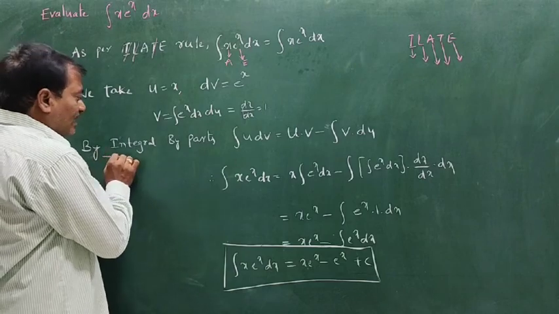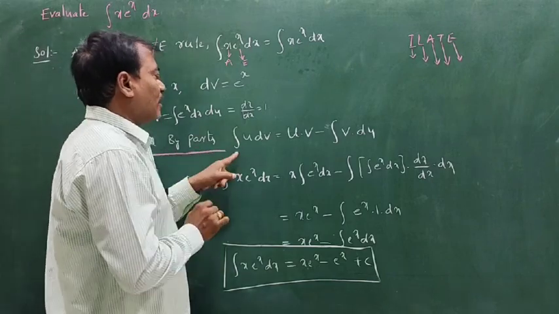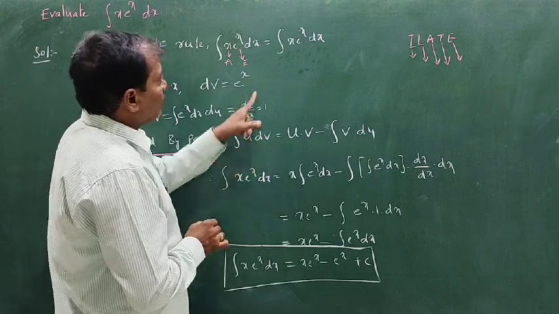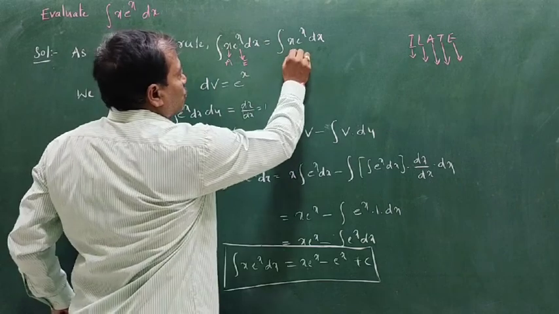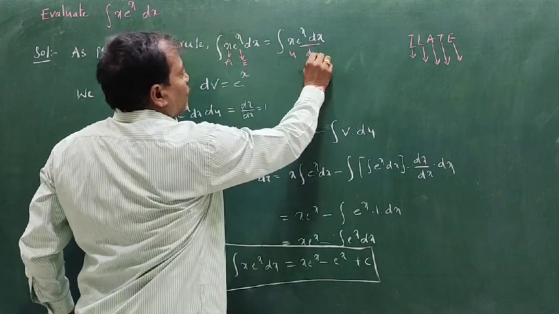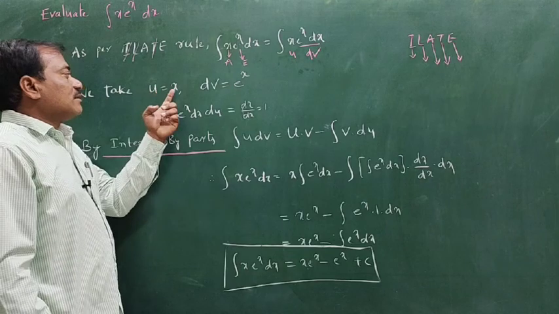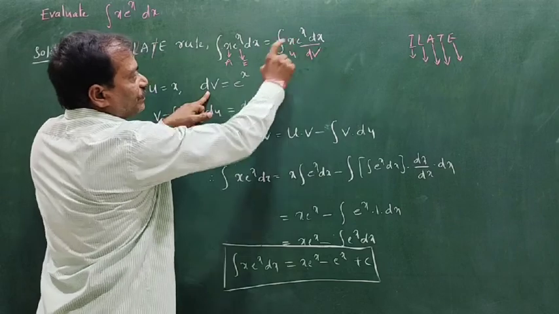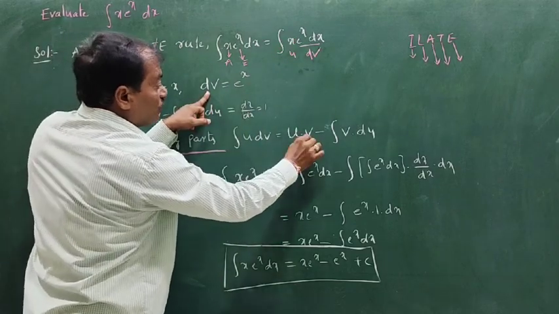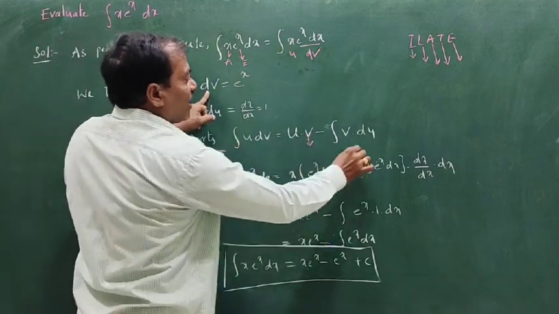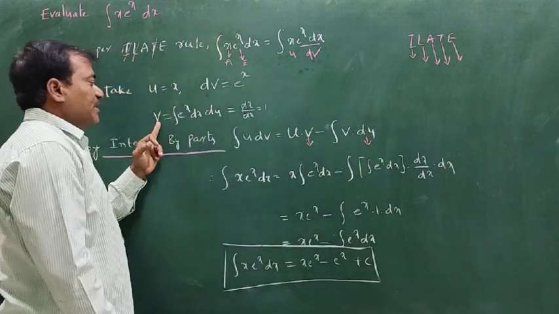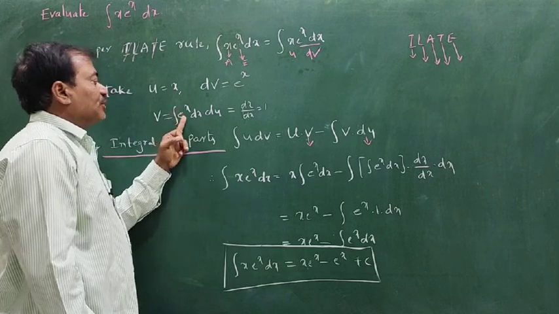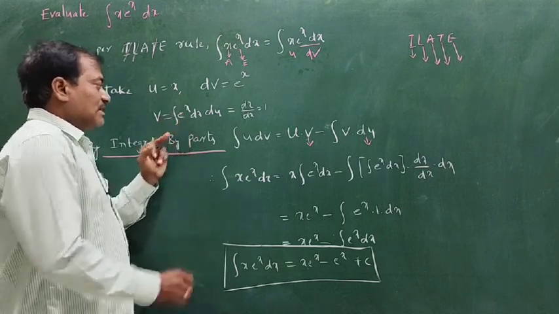By integration by parts, this is the formula: integral u dv. So what is u and dv here? This is u, and this is completely dv. u means the first function, and dv means the second function. Now we have to find v and du. What is v here? v is nothing but the integration of the second function.